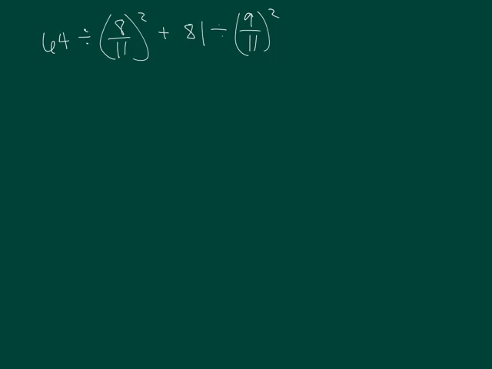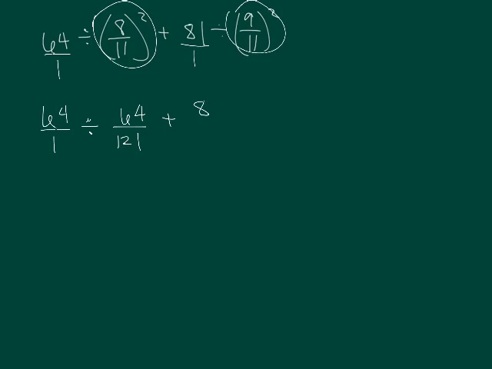Okay, this one here is number 46. A little bit crazy here, so let's just change everything to fractions. So I'm going to put that over 1 and that over 1. First thing I'm going to do is square that and square that. So 64 over 1, I'm going to leave my division sign here and just do one piece at a time. 8 times 8 is 64, 11 times 11 is 121, plus 81 over 1 divided by 9 over 11 squared. 9 times 9 is 81, and 11 times 11 again is 121.